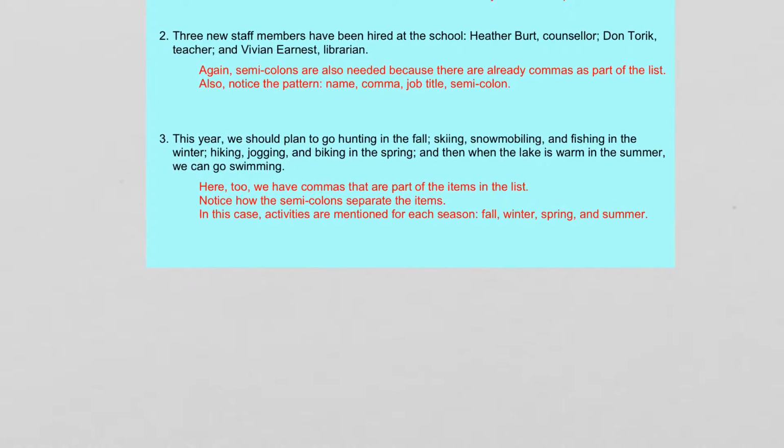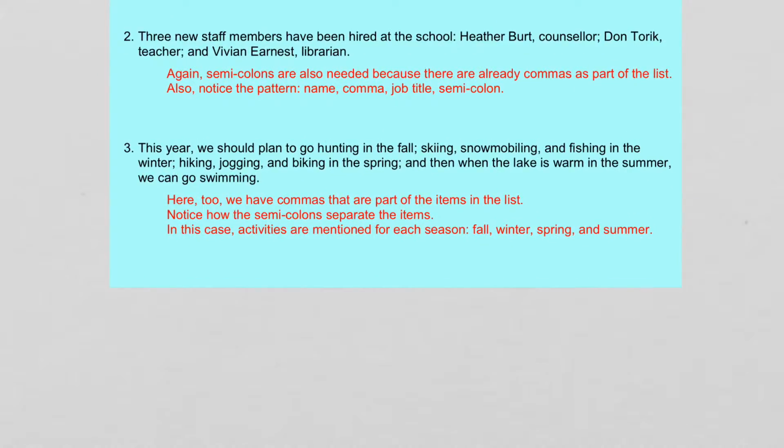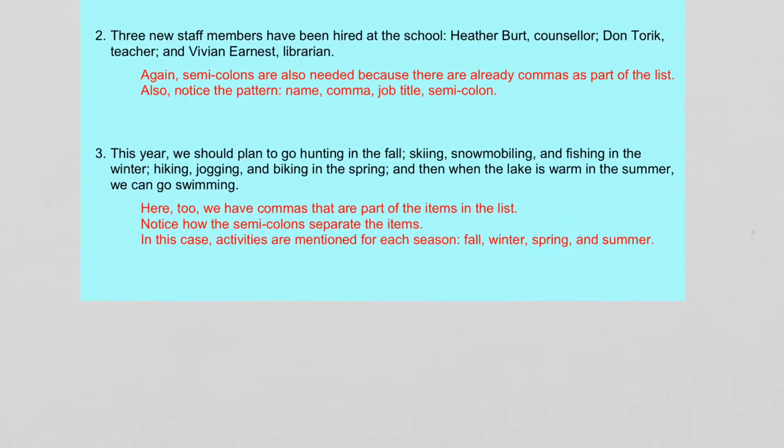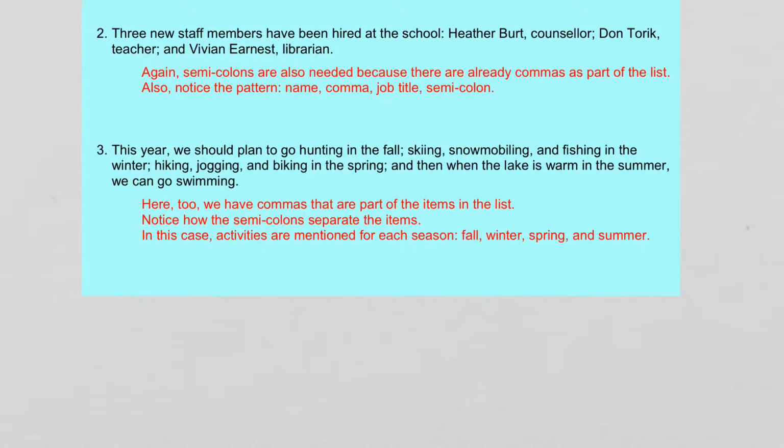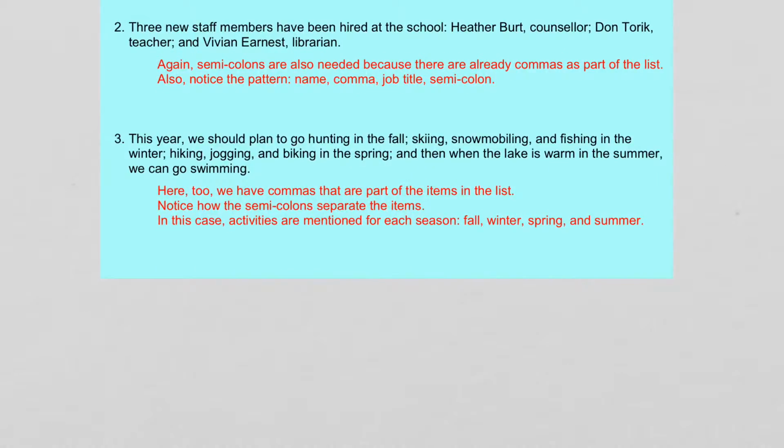Here's I think a little bit of an easier one, maybe. I don't know, depends on your opinion. Number 2, I'll just read it. 3 new staff members have been hired at the school. Heather Burt, counselor; Dawn Torek, teacher; and Vivian Ernest, librarian. Okay, so I made up some names. I had fun with that. Okay, so again here, semicolons are needed because there are already commas as part of the list.